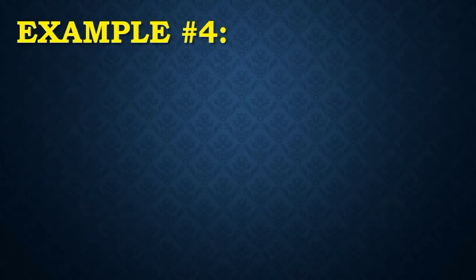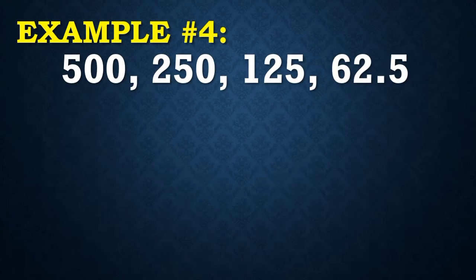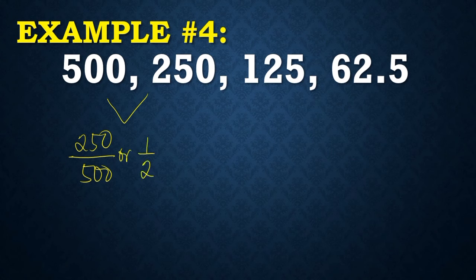For our next example, number 4, 500, 250, 125, and then 62.5. So, ang mapapansin natin dito sa mga terms ng ating given sequence ay pababa, decreasing. So, let's check kung may common ratio ba tayo na makikita. So, 250 over 500. So, yung greatest common factor ng dalawang number na yan is 250. So, kung ilo-lowest term natin yan, ang makukuha nating sagot ay 1/2.